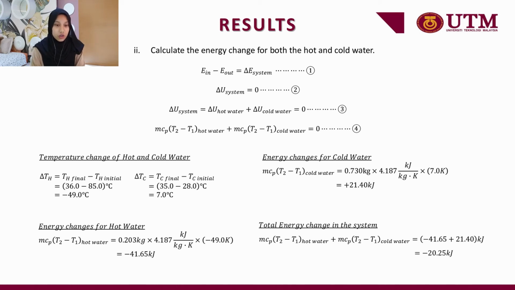So the temperature change of hot water equals negative 49.0 degrees Celsius, while the temperature change of cold water equals 7.0 degrees Celsius. So from the data just now, we can calculate the energy changes for both hot and cold water. The energy change for hot water equals negative 41.65 kilojoules, meaning the energy is released, while the energy change for cold water equals positive 21.40 kilojoules, meaning energy is absorbed. So the total energy change in the system equals negative 20.25 kilojoules.